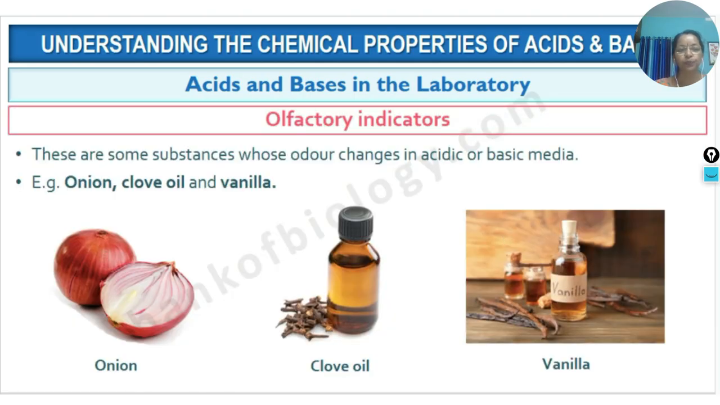Now coming to another category of indicators, called olfactory indicators. What are they? These are substances whose odor changes in acidic or basic medium. Three examples are given: onion, clove oil, and vanilla. Onion, clove oil, and vanilla are examples of olfactory indicators.